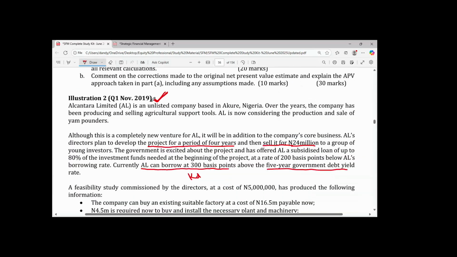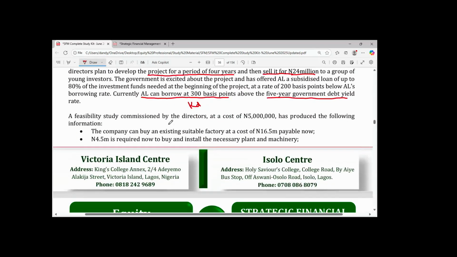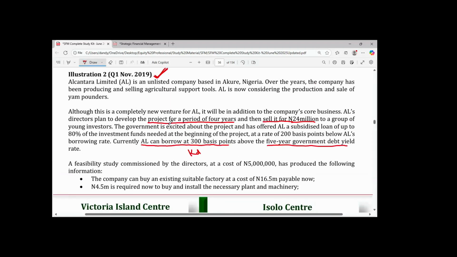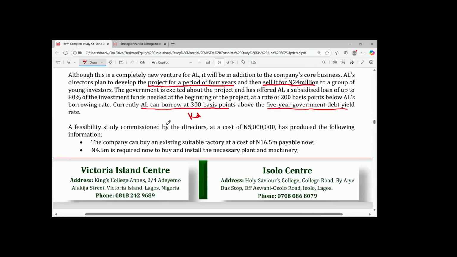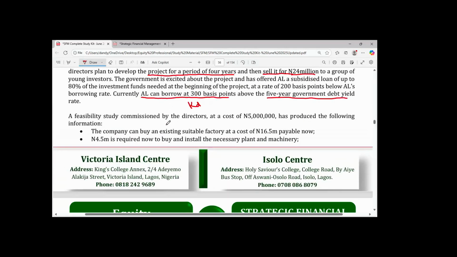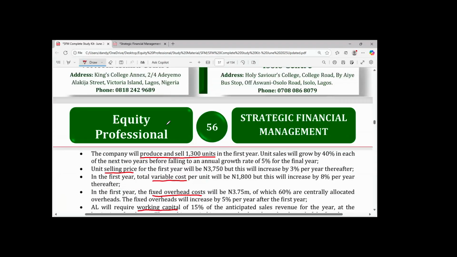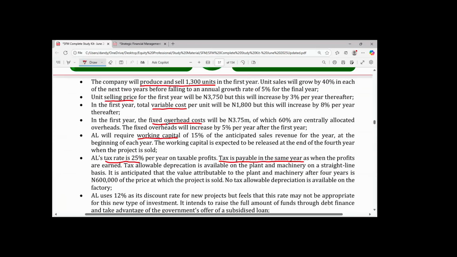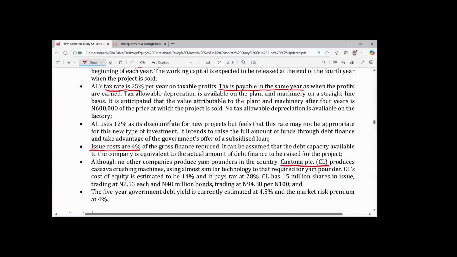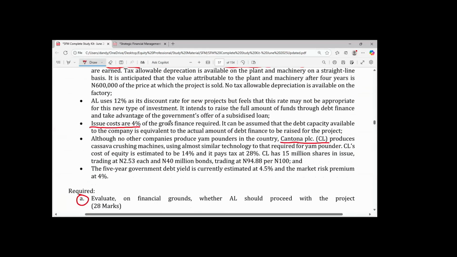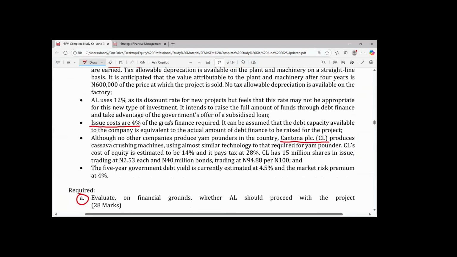If care is not taken, you may likely mistake this question for net present value. However, when Timileyin was reading it, he mentioned issue costs. He also mentioned subsidized loan. Which means that it is only APV that uses issue costs and subsidized loan. We don't need subsidized loan or issue cost for net present value.